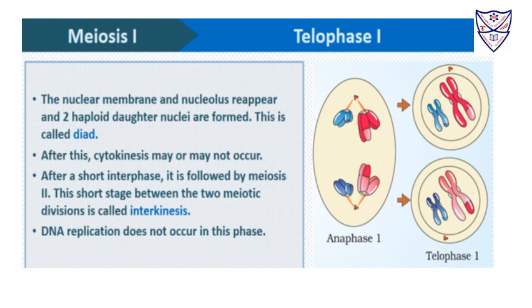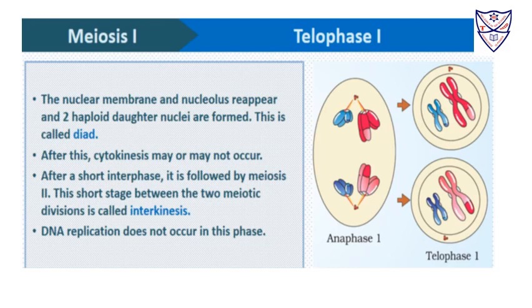Then we come to telophase. During telophase, the nuclear membrane and the nucleolus reappear and two haploid daughter nuclei are formed. This is called a dyad. After this, cytokinesis, that is, splitting of the cytoplasm, may or may not occur, and after a short interphase, it is followed by meiosis II. This short stage between the two meiotic divisions is called interkinesis. Here there is no DNA replication.